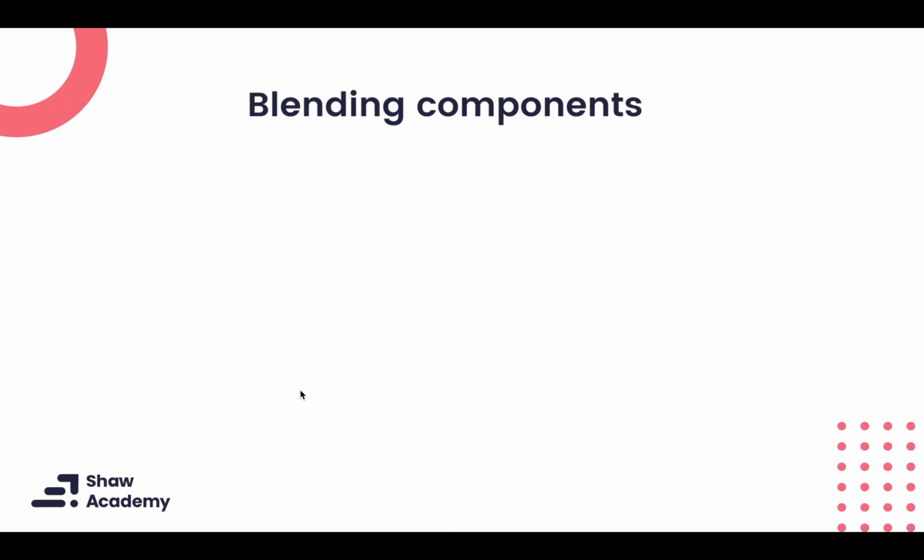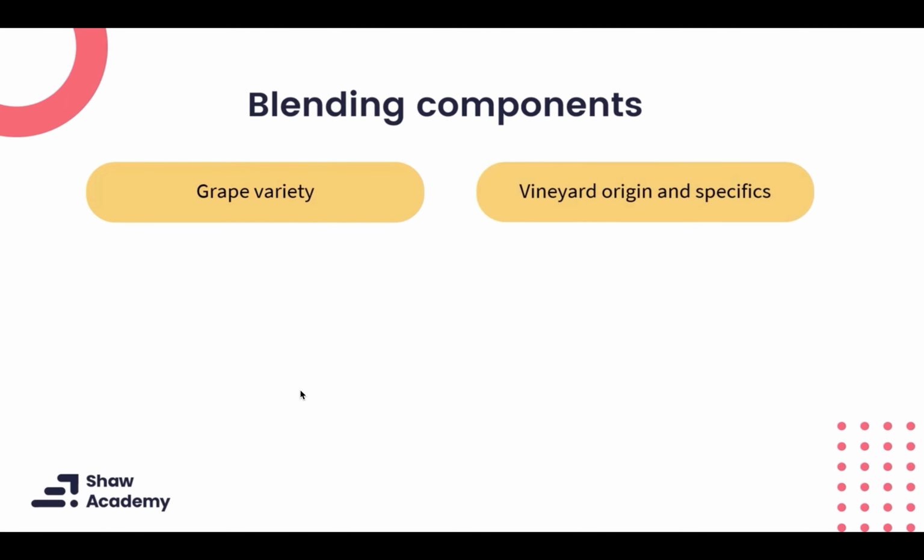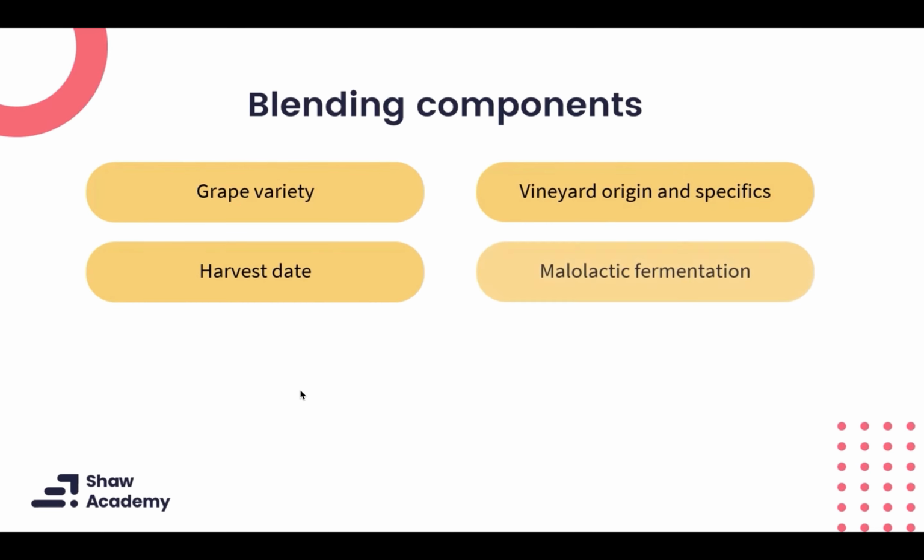The variety of individual components that are evaluated for a champagne blend is vast and can include elements such as the grape variety, the vineyard origin and specifics, such as specifics within the vineyard site, the harvest date, whether or not the wine went through malolactic fermentation.